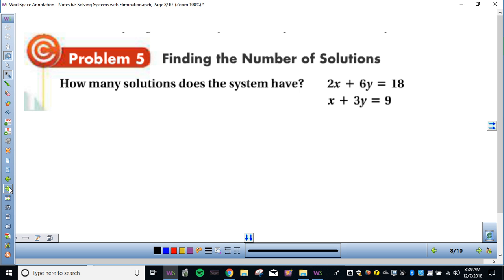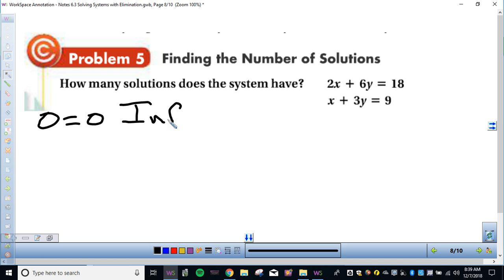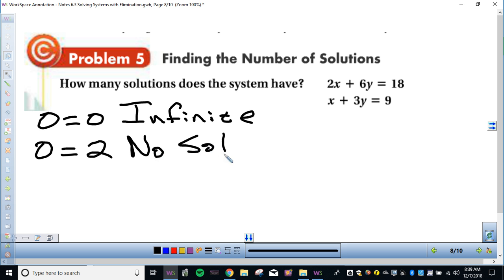Okay. So looking at these, if you end up with 0 equals 0, is that true? Does 0 equal 0? Yes, so it's infinite. If it's a true statement, it's infinite. If you get like 0 equals 2, that is not true, so it's no solution. And if you get an answer, you get an answer, right? So we're determining between infinite and no solution.